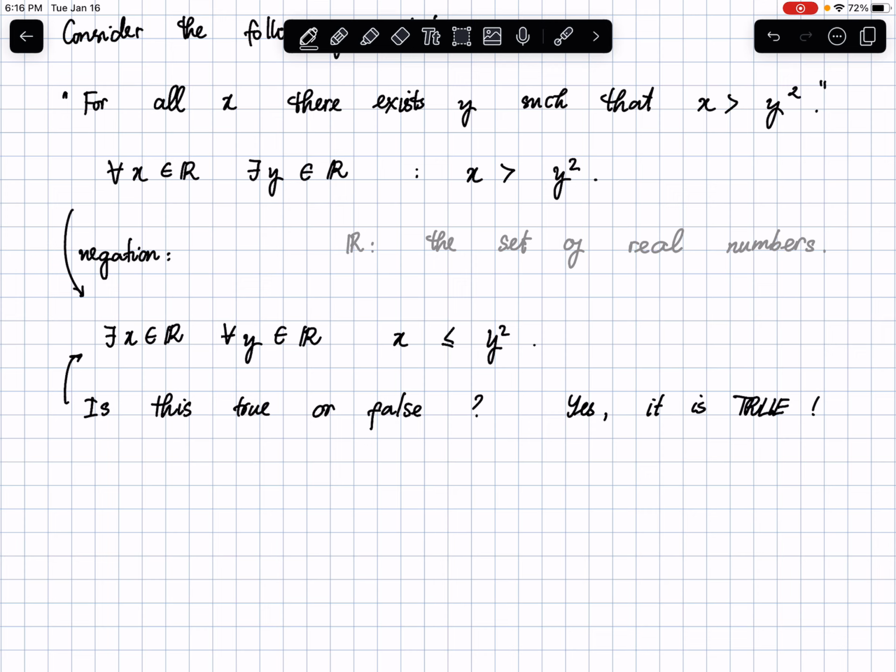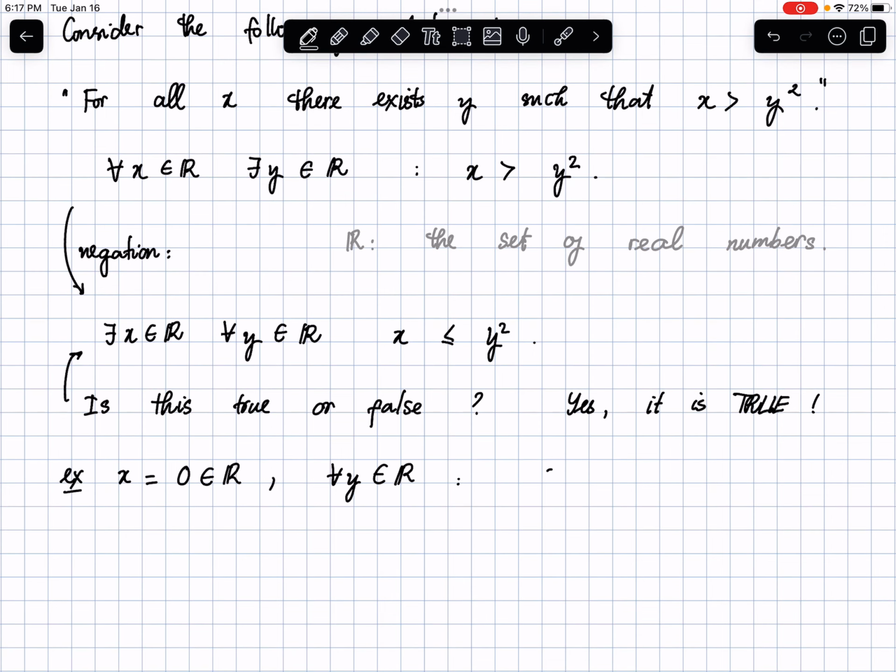So it's true. We can take, for example, x equal to, say, 0. So 0 in R, for all real numbers y, we have 0 less than or equal to y squared, and this is true for real numbers.